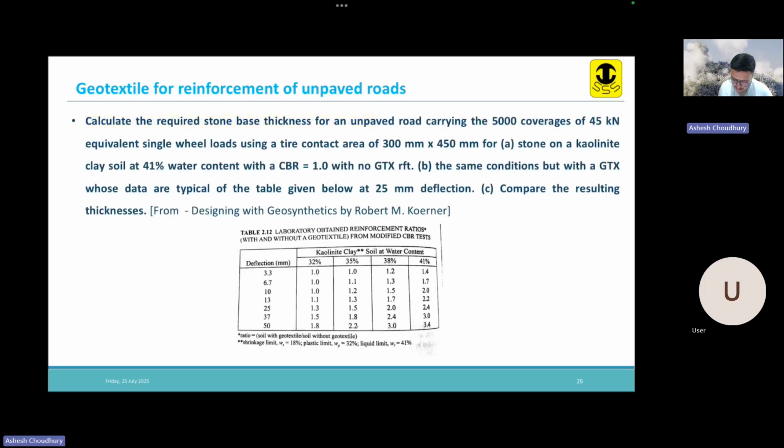Now using this, let us try to solve this. Calculate the required stone base thickness for an unpaved road carrying 5,000 coverages of 45 kilonewton equivalent single wheel loads using a tire contact area of 300 mm by 450 mm for a stone on kaolinite clay soil at 41% water content with CBR 1 with no geotextile reinforcement. The same conditions but with a geotextile whose data are typical of those of the table given below, 25 mm deflection. Compare the resulting thickness.